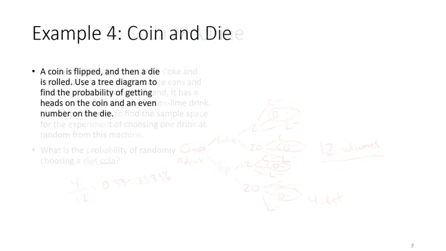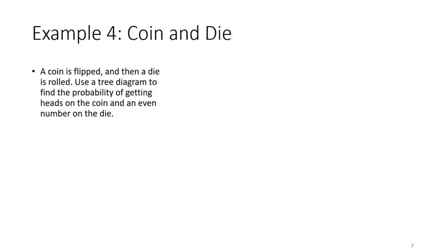So a coin's flipped, and then we roll a die. We're going to draw another tree diagram, and we're going to find the probability of getting heads on the coin and an even number on the die. So we're going to flip a coin, and if we flip a coin, then we either get heads or we get tails. And then after we flip a coin, we're going to roll a die. And so we can have 6 different outcomes in each situation here. 1, 2, 3, 4, 5, 6.